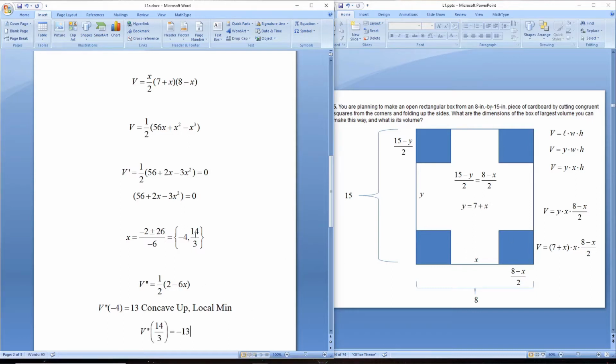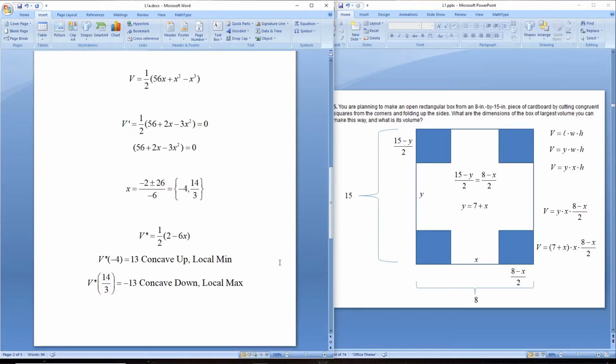So if we plug into 14/3, we'll find that's -13. And that means concave down. And concave down would mean you're at the top of a hill. So that would have to be a local max. And so we can see 14/3 is our candidate here.